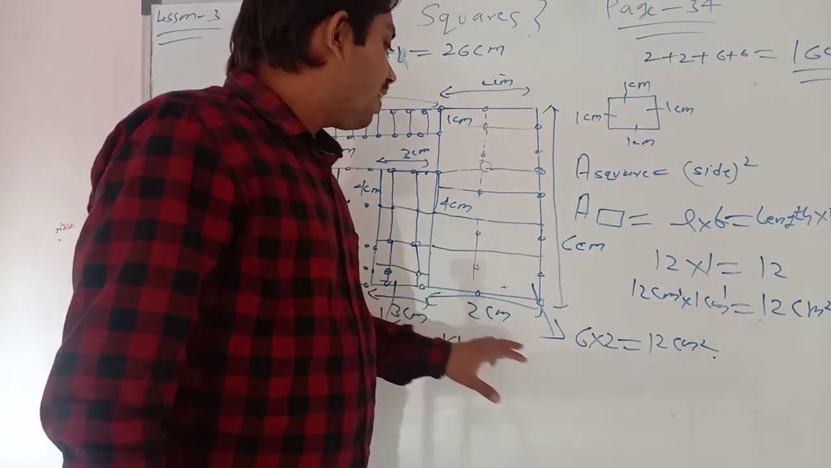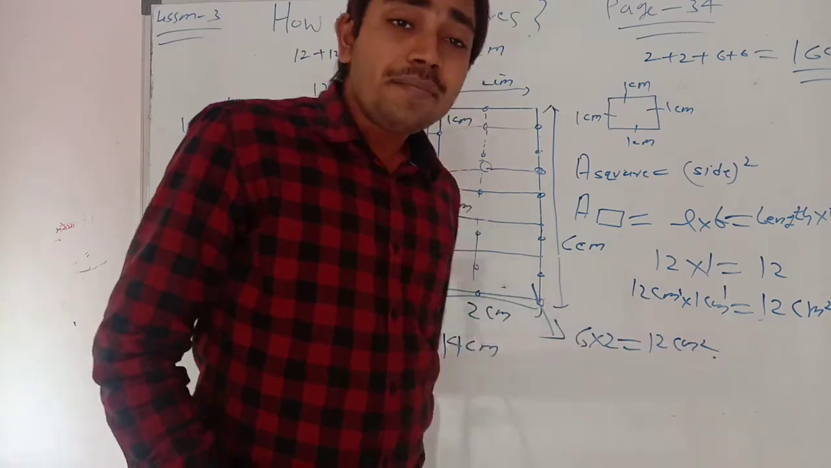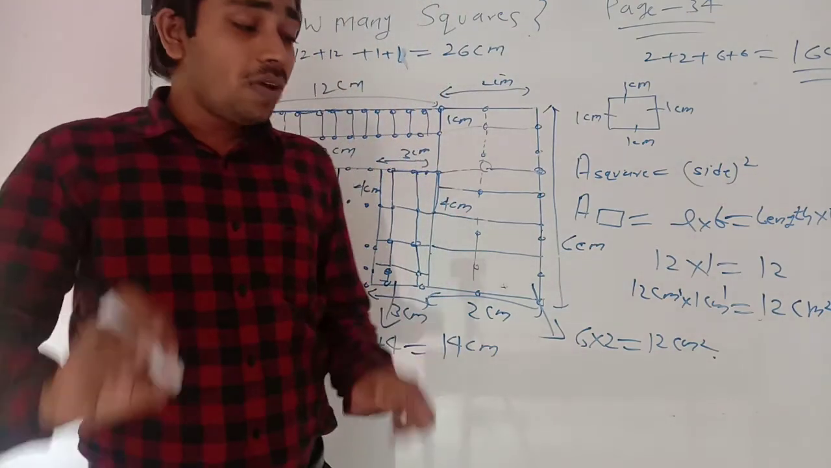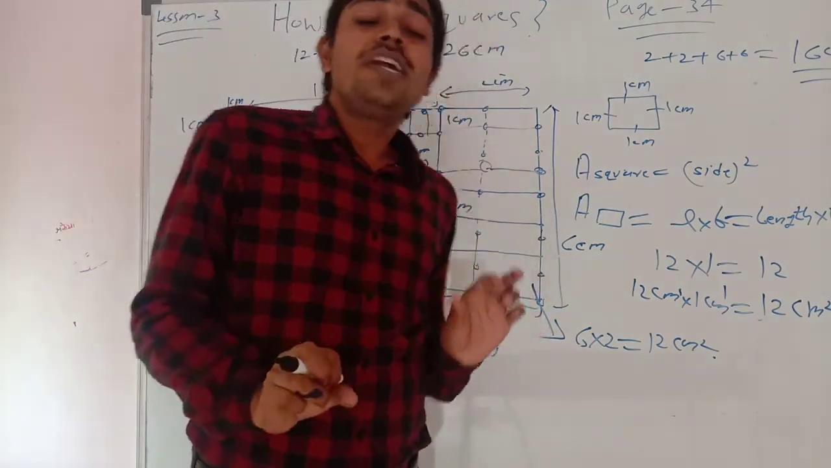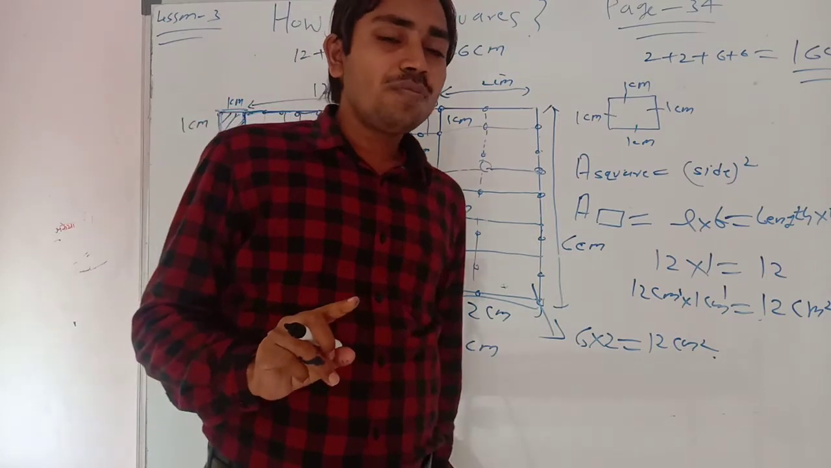The area for this rectangle, length into breadth, is equal to 6 into 2, 12 centimeters square. Why centimeter square? Because we are finding area. Whenever you are finding the area, whatever unit is given, we have to write its square. I hope everybody understood, my dear students.